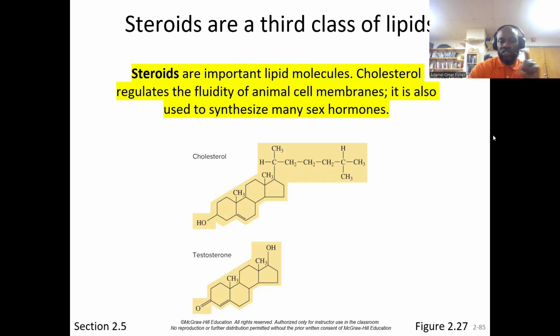Steroids. We talked about cholesterol. We talked about testosterone, but also cholesterol. It regulates the fluidity in animal cell membranes. Also, cholesterol is used as cell markers as well. They are important lipid molecules.